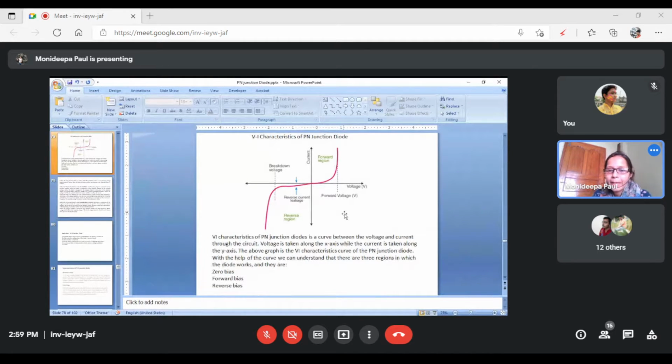Okay. And this current is known as reverse current or leakage current, because this current flows due to the minority carriers, not the majority carriers. So it is known as reverse current.